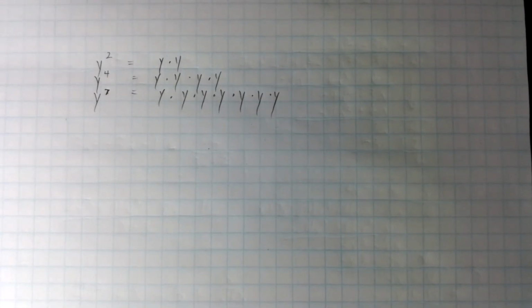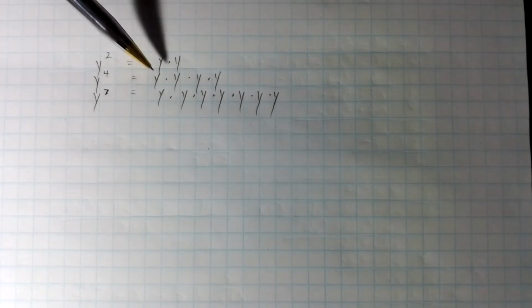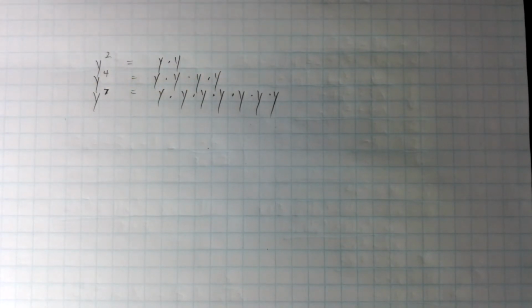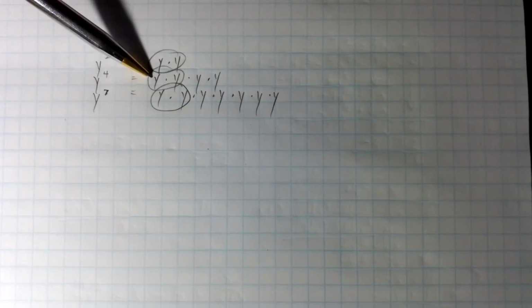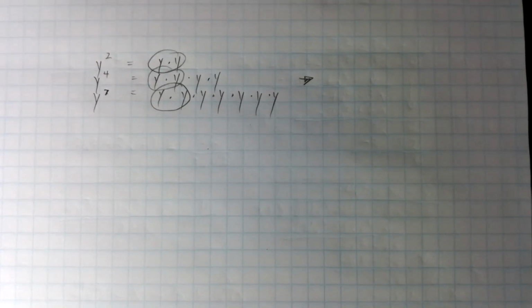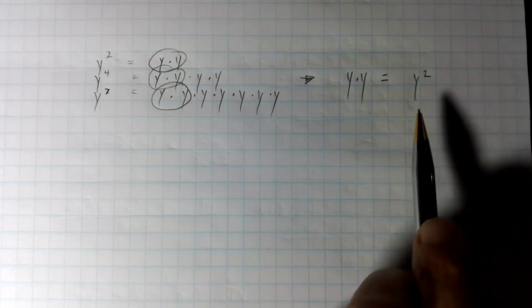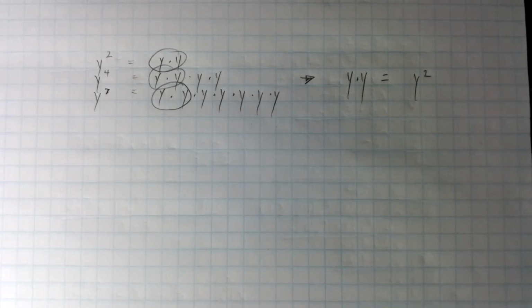All right, here are my next products. Now here, we're not dealing with numbers. Now we're just dealing with variables. So let's break this up visually. Y squared is this, y to the 4th is 4 y's, and y to the 7th is 7 y's. So what do they have in common? Turns out they each have 2 y's. So y squared is my greatest common factor.